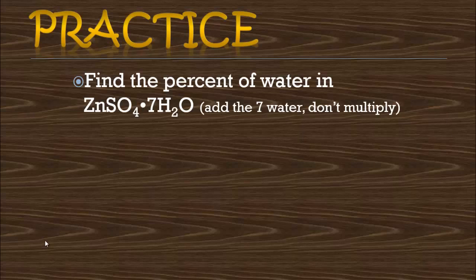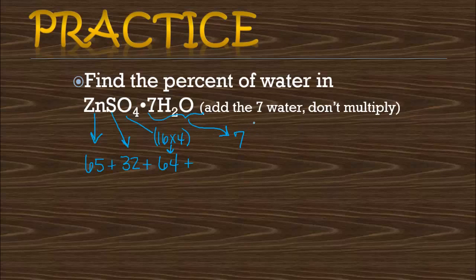So let's begin by getting the mass of the formula. Zn is 65. Adding it to sulfur, which is 32. Adding it to oxygen, which is our 16 times 4, which is 64. And then we're going to add it to our waters. Since I want to know the percent of water, I am not going to break this down into hydrogen and oxygen. I'm going to leave it together. So I know I am going to need the mass of that.